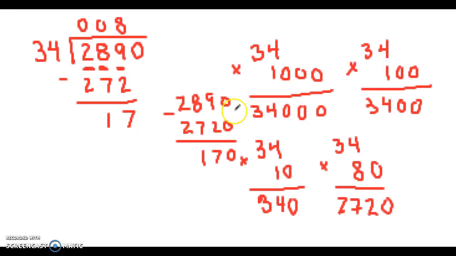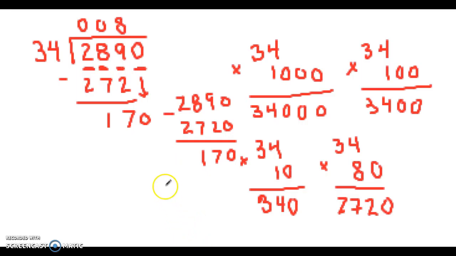So now we're going to move on to our singles place. And now we need to bring down our 0. And so we're going to acknowledge 170 rather than just a 17. And we can bring down the 0 because as we see here, we've always had it. And so we can easily bring it down because when we were subtracting 272, we were really subtracting 2,720. And so the 0 was always there. We just chose to ignore it at that point in time. But now we need it for trying to see how many times 34 can go into 170.